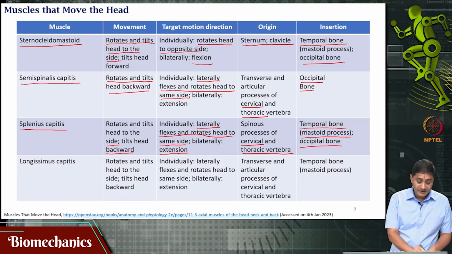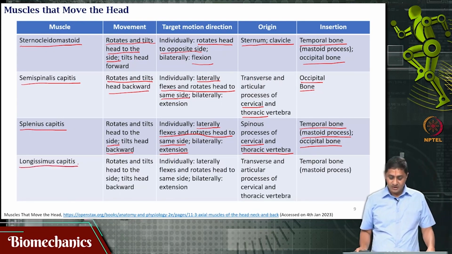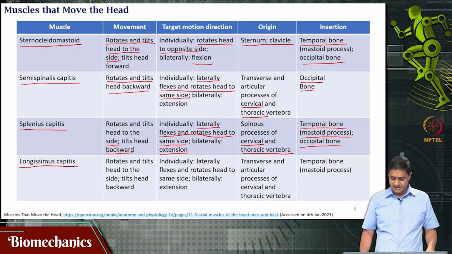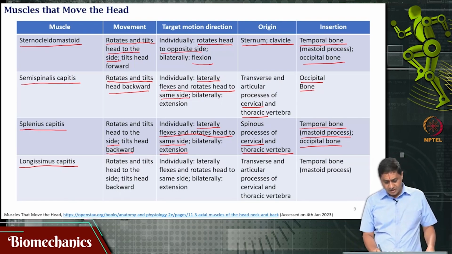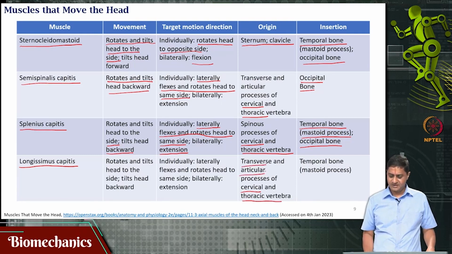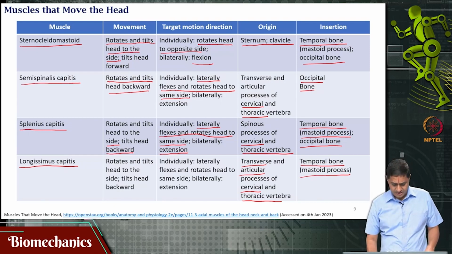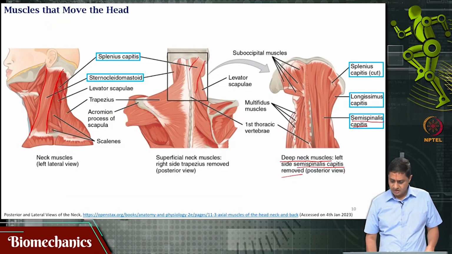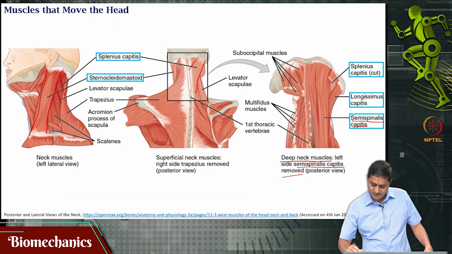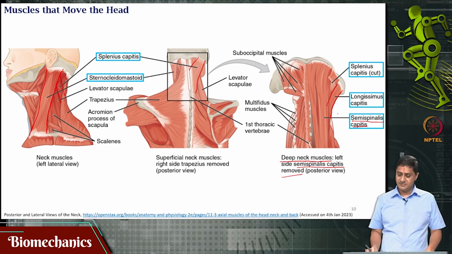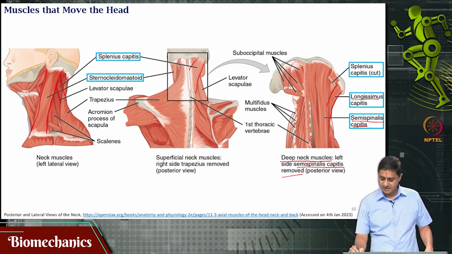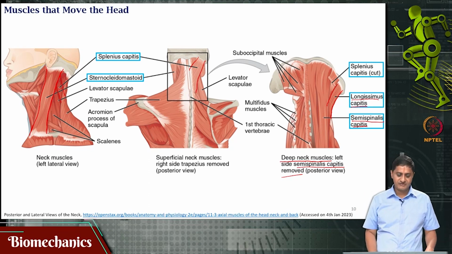Then you have longissimus capitis. Again, its origin is cervical and thoracic vertebra at the transverse and articular process. Right. Insertion is also approximately the same location at the temporal bone, which is this muscle, is it not? It is a deep muscle, somewhat difficult to identify. Longissimus capitis, this one, right. That muscle is relatively hard to identify from the surface.